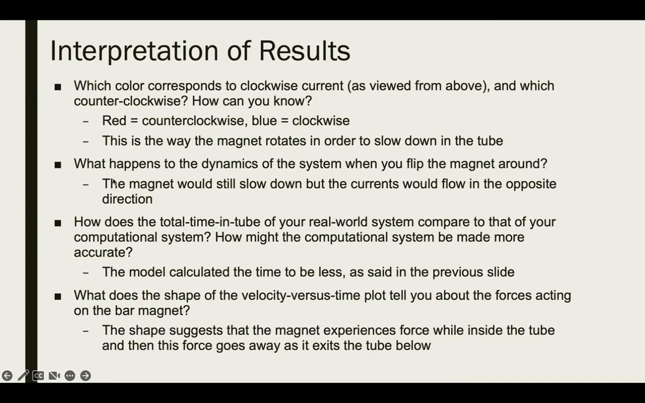So from these results, we know that red was counterclockwise, and blue is clockwise, just the way the current flows in order to slow the magnet down in the tube. And then the magnet would still slow down, but the currents would flow in the opposite direction if we flip the magnet around. And then the model calculated the time to be longer, as we said in the previous slide. And the shape of the graph suggests that the magnet experiences force while inside the tube, and this force goes away as it exits the tube below.